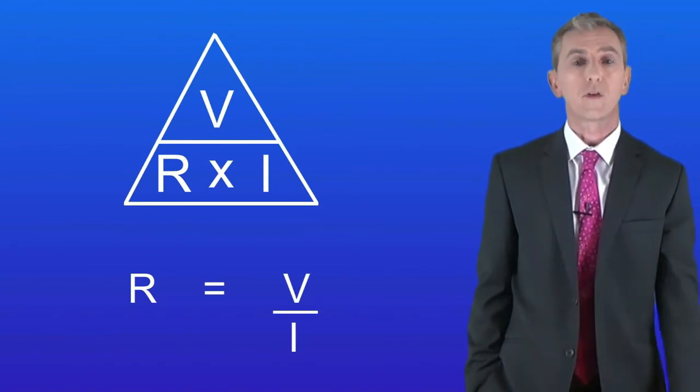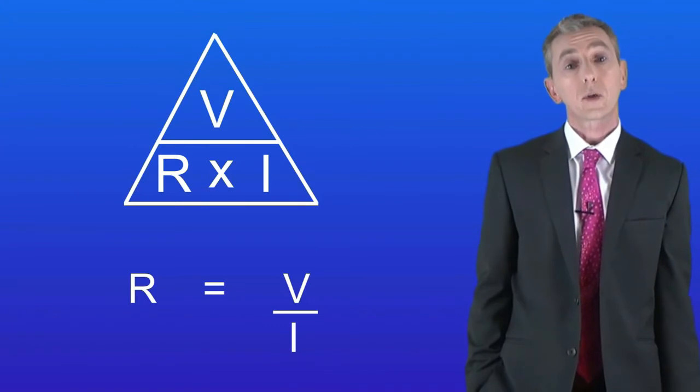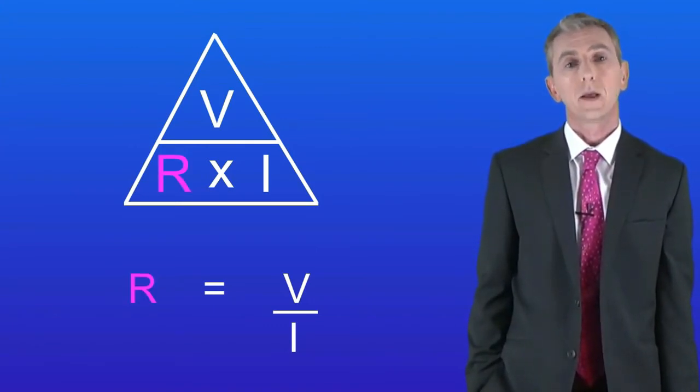You can use this triangle if you prefer. Remember that you cover the part of the triangle that you want to calculate. So again, if we're calculating resistance, we use R equals V over I.